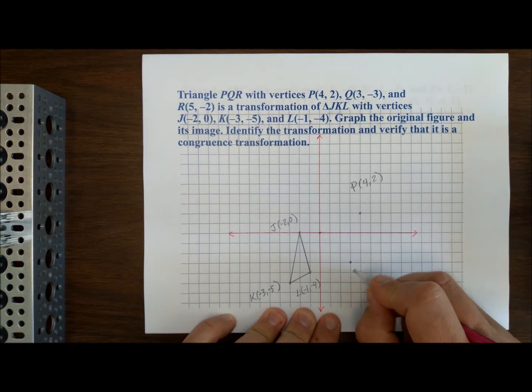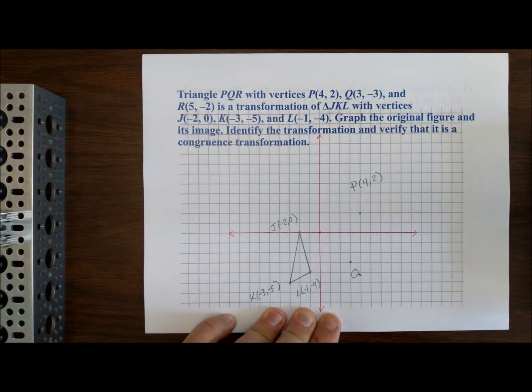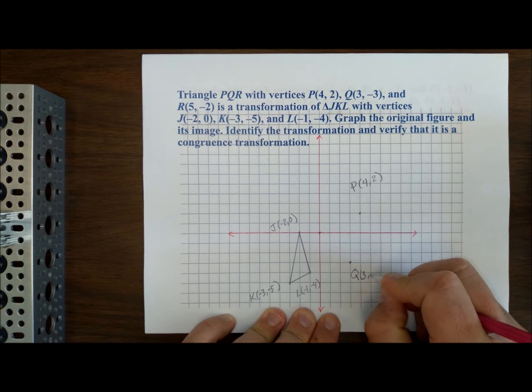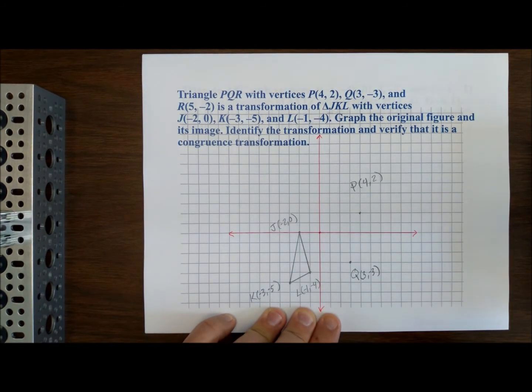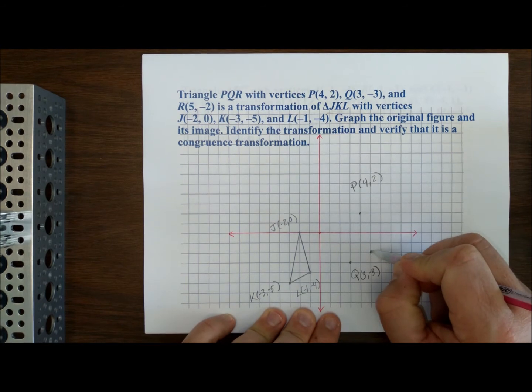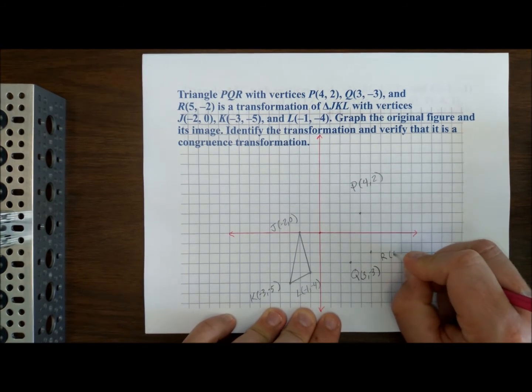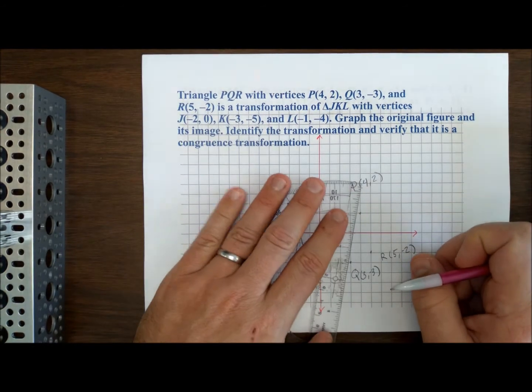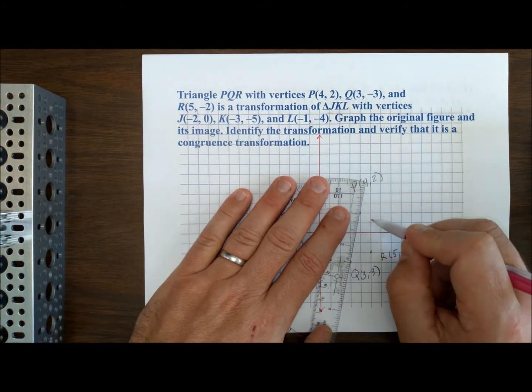And so that's Q. Oops. Q is at 3, -3. And point R is at 5, -2. So I'm going to go over 5 down 2. Here's R, 5, -2. Good.